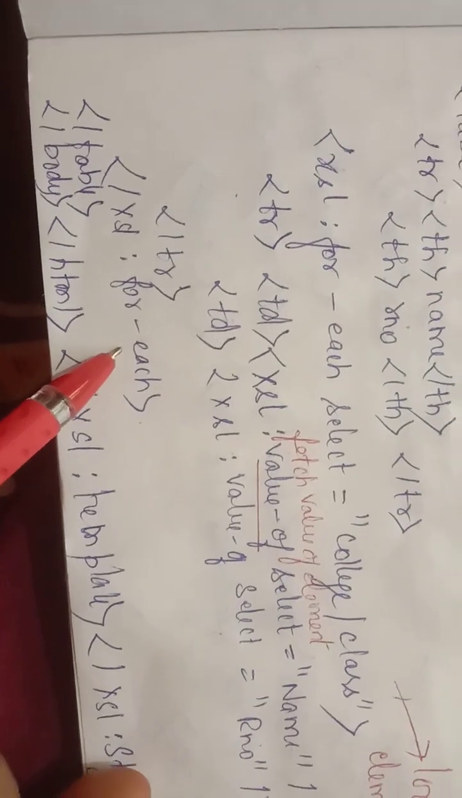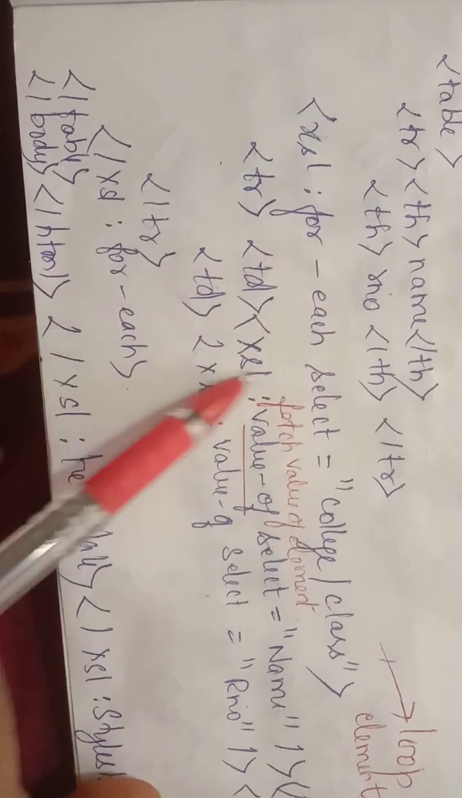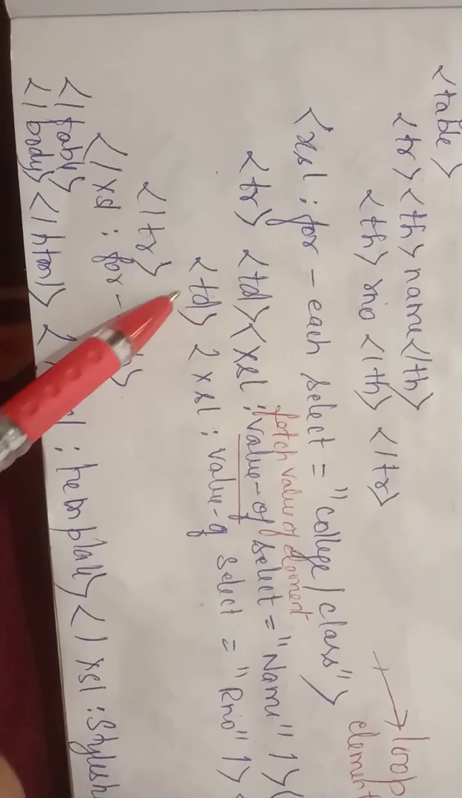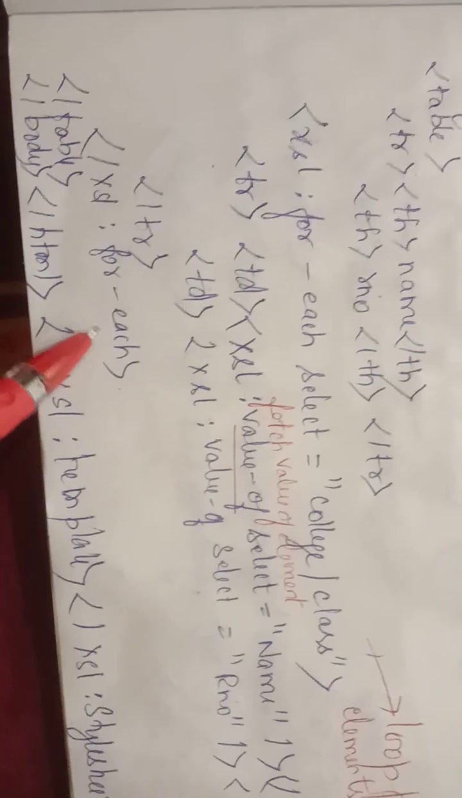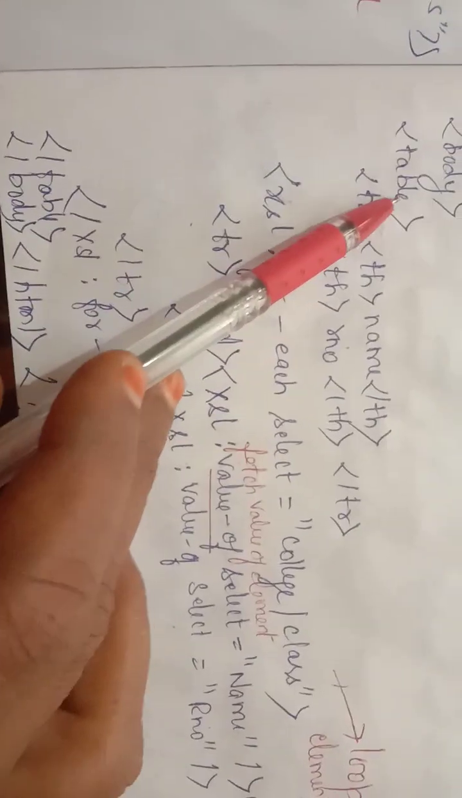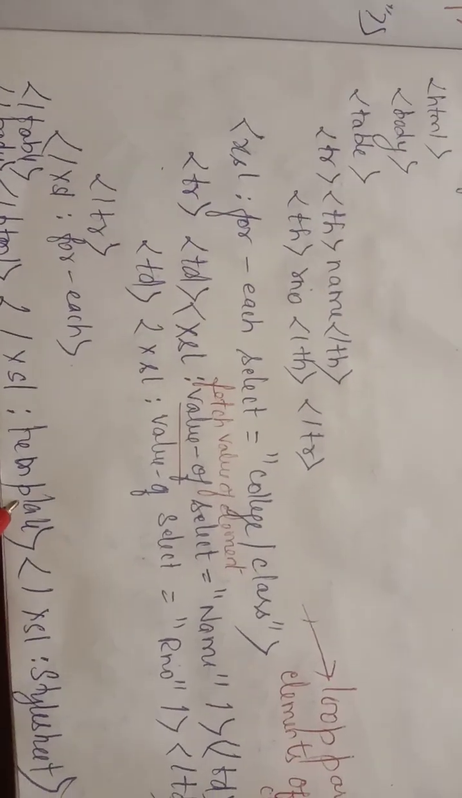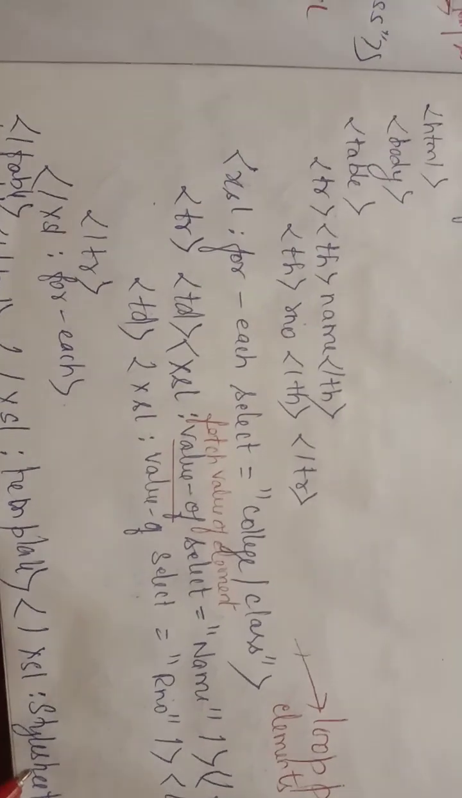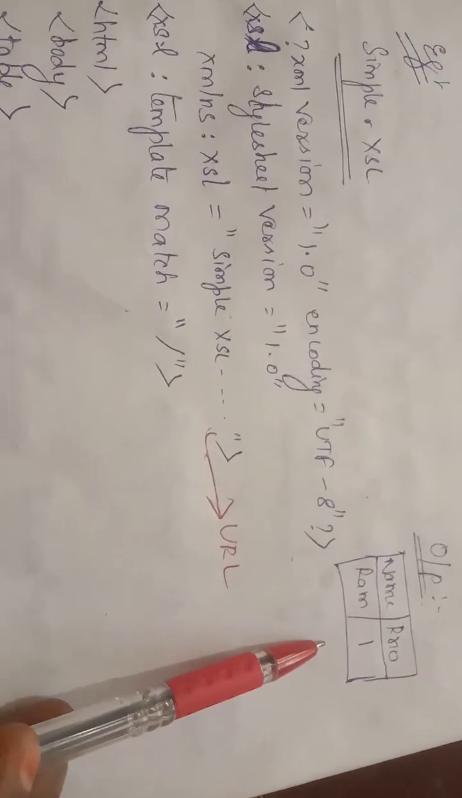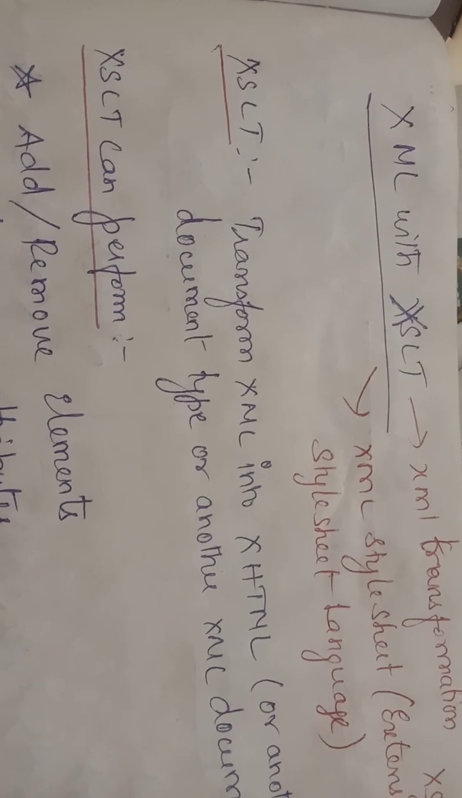For example, if there are 10 values, then these statements will automatically be repeated 10 times. Suppose it is 20, then 20 times. For that purpose you are using the looping statement. Then after that you can close everything, all the tags. So close it and finally close the xsl template element and stylesheet. Now finally you will get the output like this in the table format. So this is nothing but XML with XSLT. Thank you.